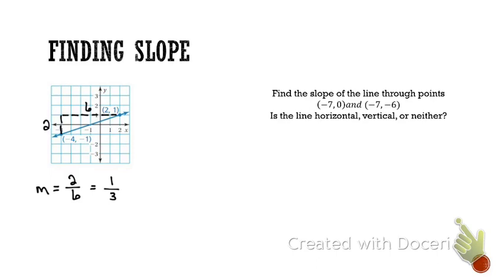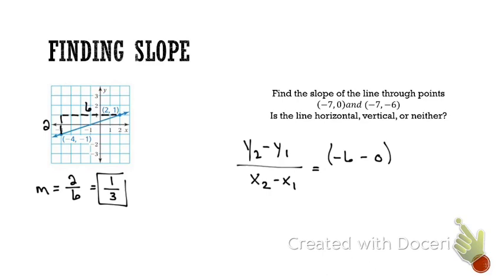Now in this next one, I have 2 points. So there's actually 2 parts to this question on your test. The first part is going to be, what is the slope? So you're going to use your formula, y2 minus y1 over x2 minus x1, -6 minus 0, don't need the parentheses, over -7 minus -7. Remember, the minus is already a part of the formula, and you're subtracting a -7, which makes that a double negative.